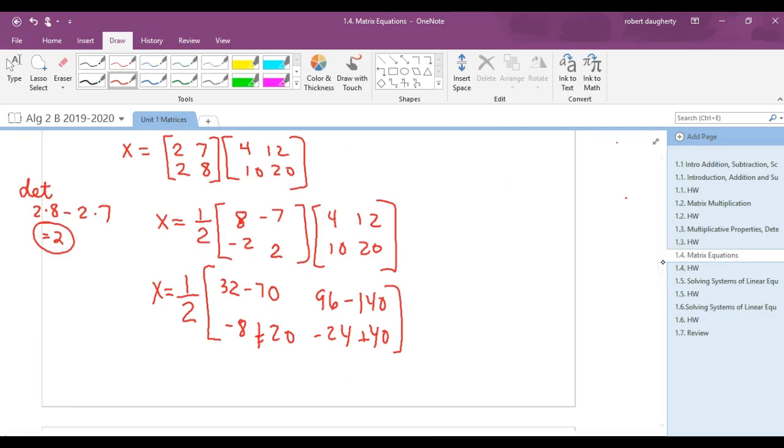So 32 minus 70. That is what, 48? Is that right? -48. Oh, it's -38. Sorry, you're right. And you can have a calculator to make sure you don't make mistakes that I'm making. 96 minus 140, that's -44. 20 minus 8, I can get that one. That's 12. 40 minus 24 is what, 16? Is that right?